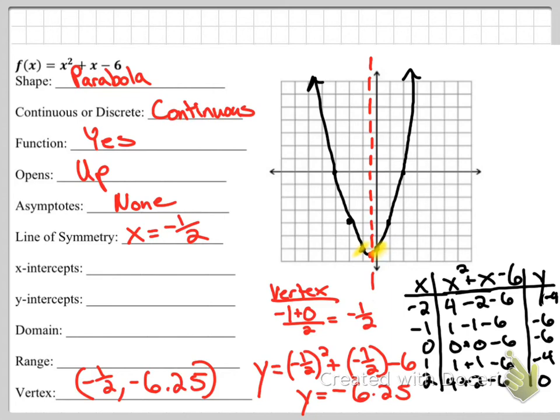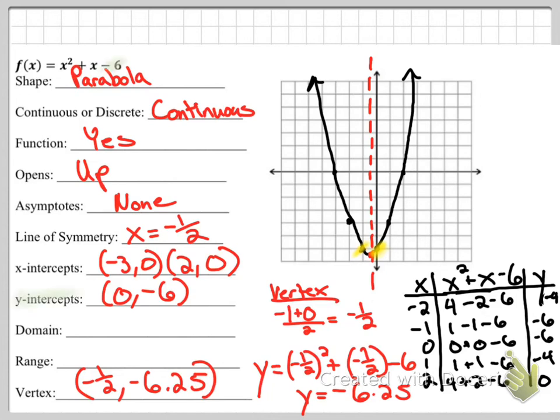X-intercept showed up in the table, luckily enough. So there's one at negative 3, 0. I figured that one out by symmetry. And then there's one at 2, 0. Y-intercept also showed up in the table, but you should have been able to figure that one out real quickly. The y-intercept is the constant at the end of your equation. That negative 6 at the end is your y-intercept.